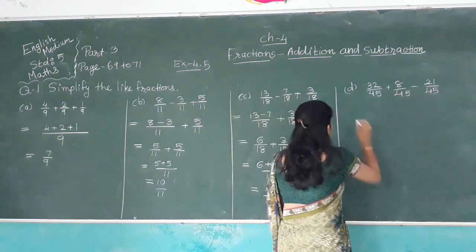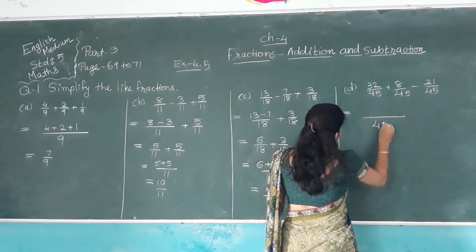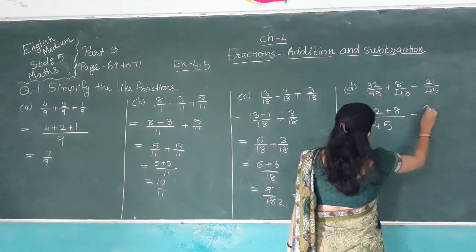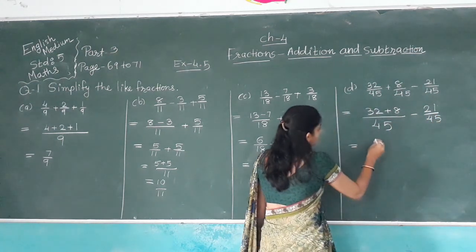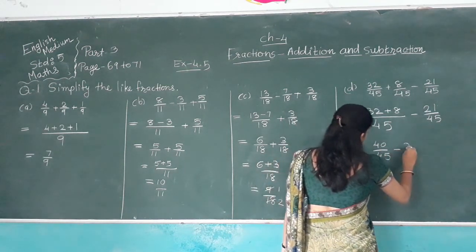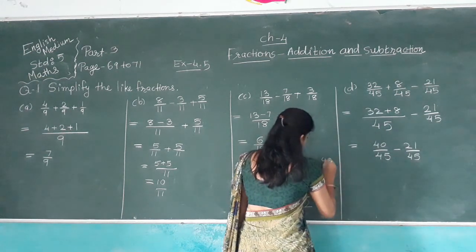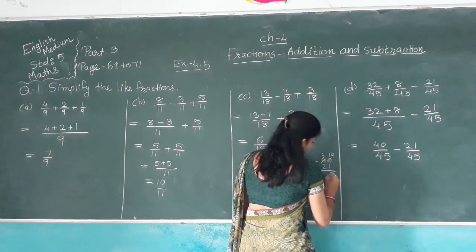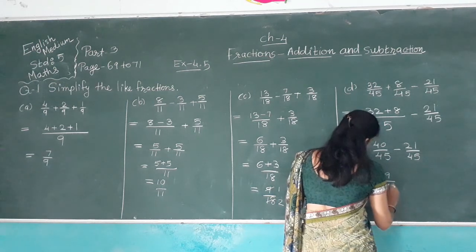Next one, first here add the first fractions. So 32 plus 8 minus 21 out of 45. 32 plus 8, 40. 40 out of 45 minus 21 out of 45. 40 minus 21: 10 minus 1, 9, 3 minus 2, 1. We get the answer 19 out of 45.